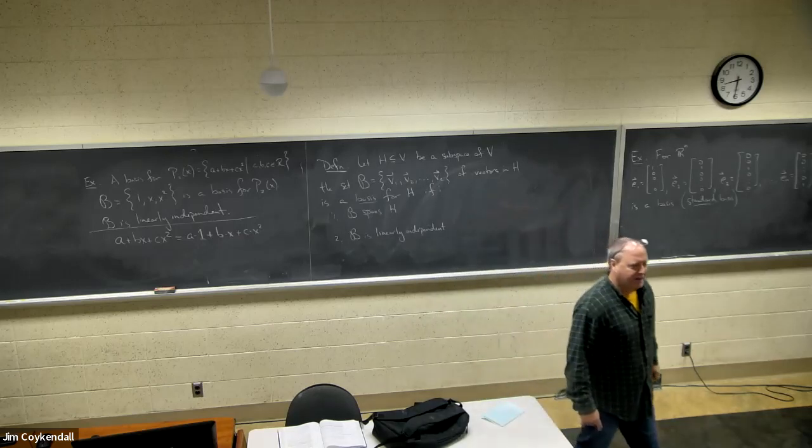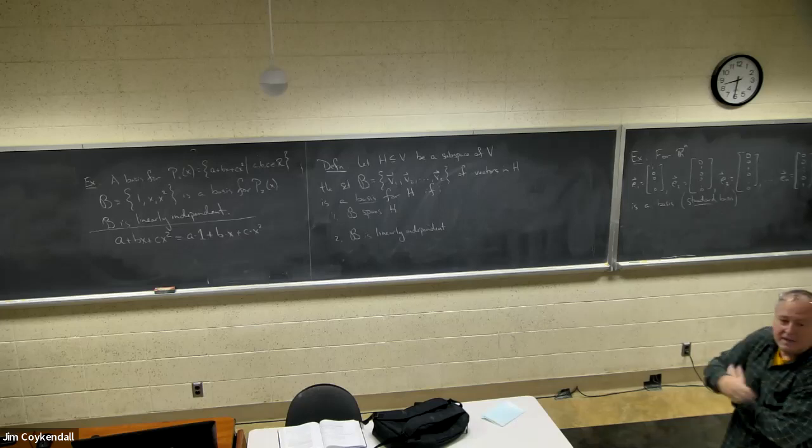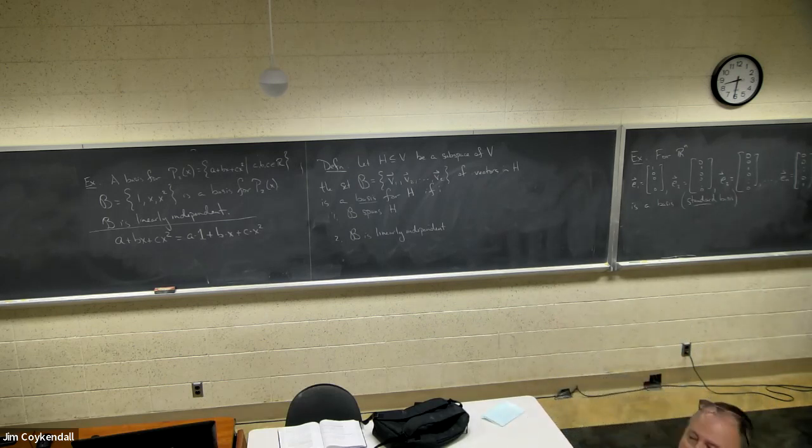Okay, how about another? Here's one that's a little bit out of what we talked about. What about all polynomials? That's a vector space, right? Except I don't have any requirements on the degree being less than 2 or 5 or anything like that. You can have any polynomial. Anybody want to guess what a basis should be for that?